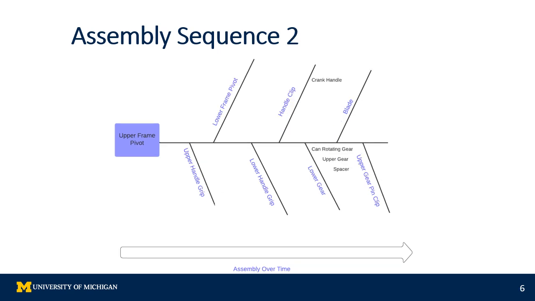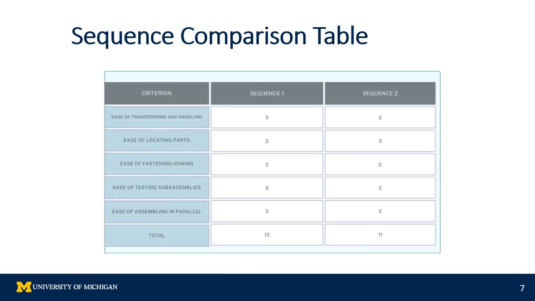The second assembly focuses on external components first. In this case, we'll start with the upper frame pivot, the upper handle grip into the lower frame, into the lower handle grip, and then we go into the gear and cutting mechanisms. As we can see from the sequence comparison table, sequence 1 is more advantageous due to its ease of transferring and handling, ease of assembling in parallel, and ease of testing sub-assemblies.